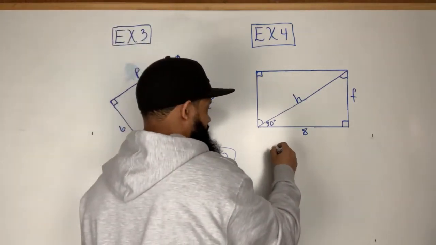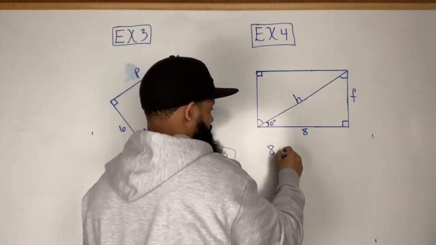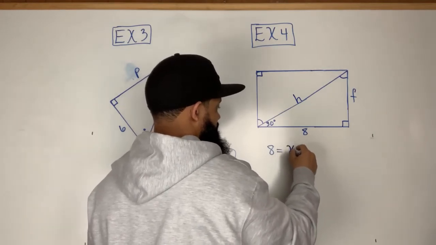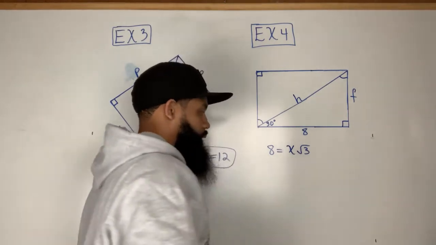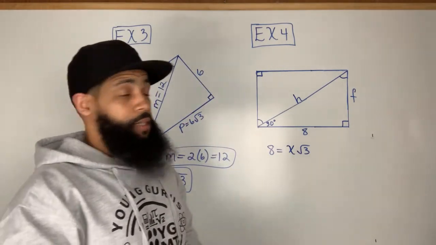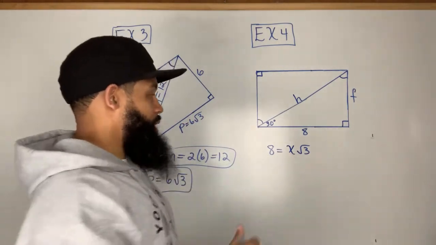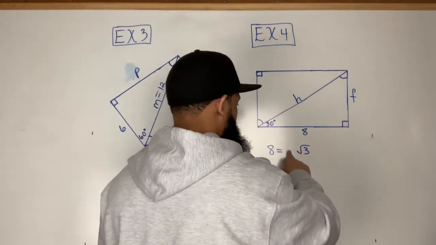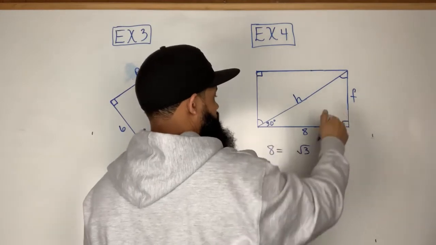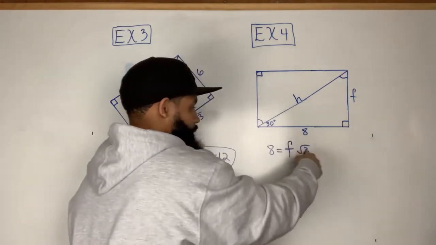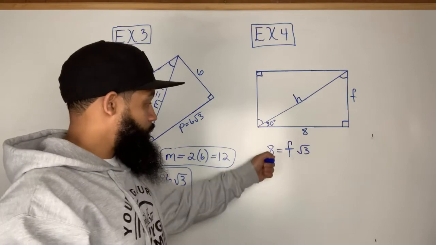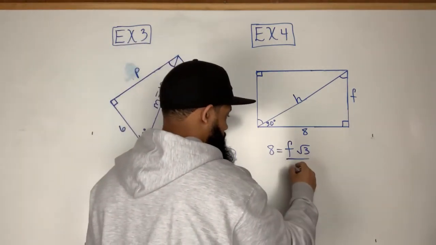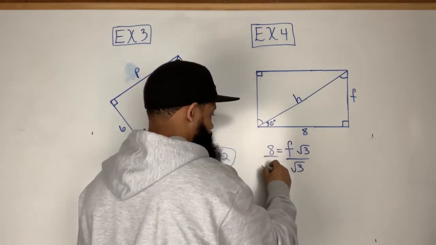So I can say the equation 8 is equal to X times the square root of 3. All right. Now, I need to solve for X. And in this case, actually, I don't even want to use X. Because we're using a different variable, let's use F. So F times the square root of 3 equals 8. All right. Now, I need to get F by itself. So I'm going to divide by the square root of 3 on both sides.